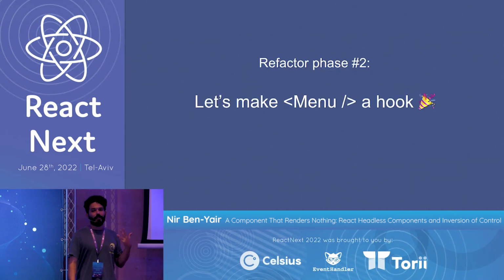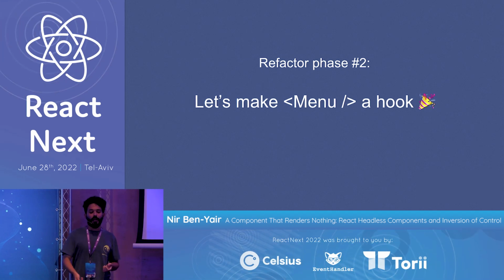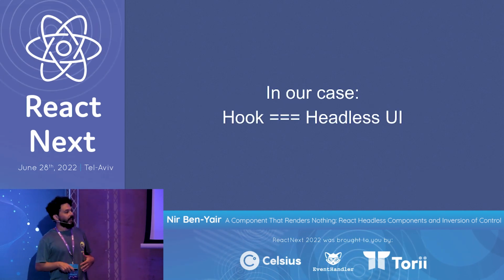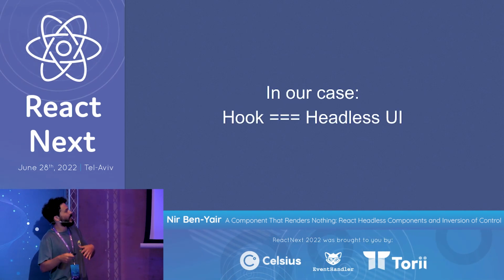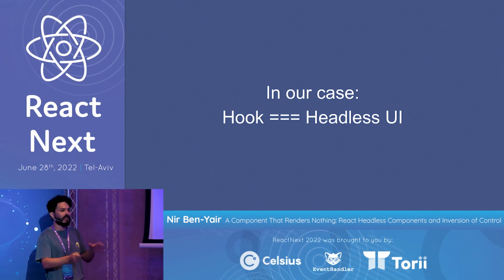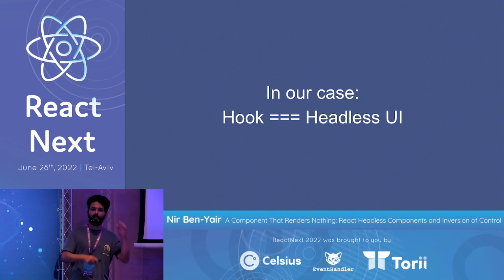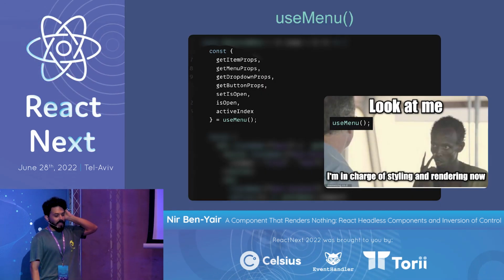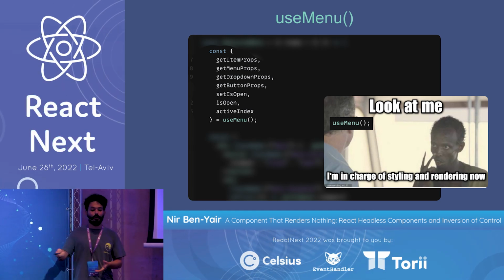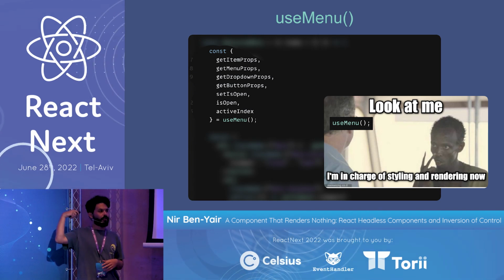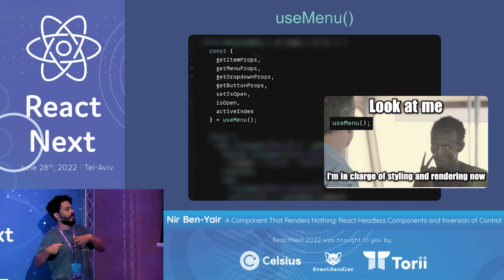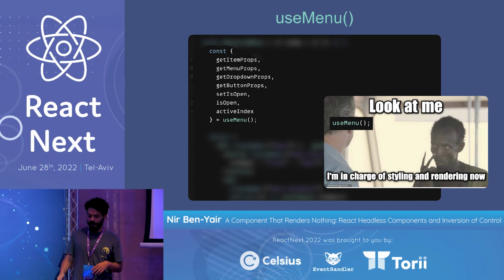And the second part of the refactor was making the menu a hook. And in our case, it's important to say that a hook is a type of headless UI. Headless UI in React can be hooks and can be components. Hooks usually don't render anything. So we created a use menu hook. And basically by creating this use menu hook that replaces our original menu, we basically told it, look at me, I'm the developer. I'm in charge of styling and rendering now.